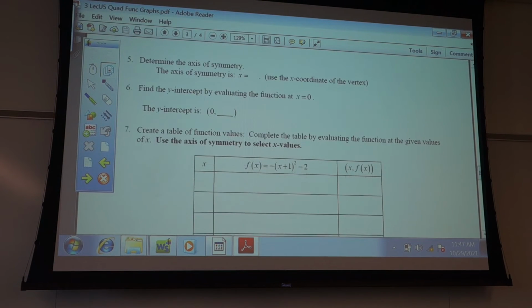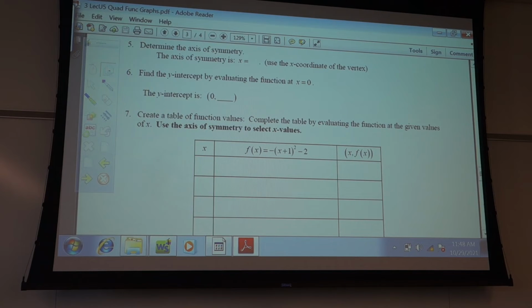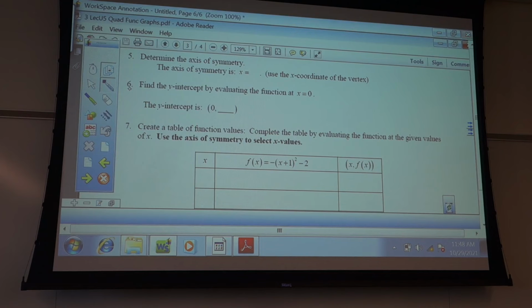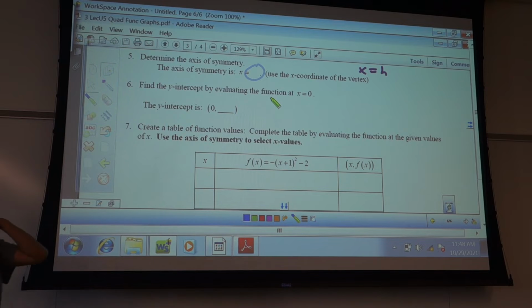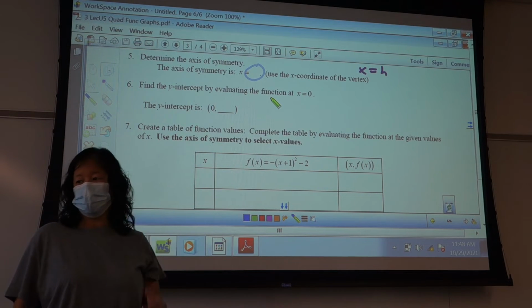So again, if we're going a little too slow for you, feel free to work on the homework. I pass that out. All right. Determine the axis of symmetry. Remember, axis of symmetry is x equals h. So everyone fill in this number right here. Fill it in right now.